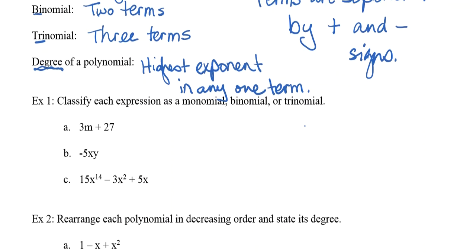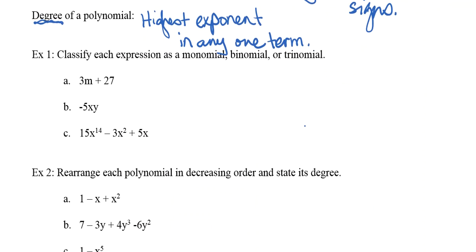So let's look at these examples down below. We're supposed to classify each expression as a monomial, a binomial, or a trinomial. Remember, they're separated by plus or minus signs. I do see a single plus sign here, so I have two terms. Two terms is a binomial.